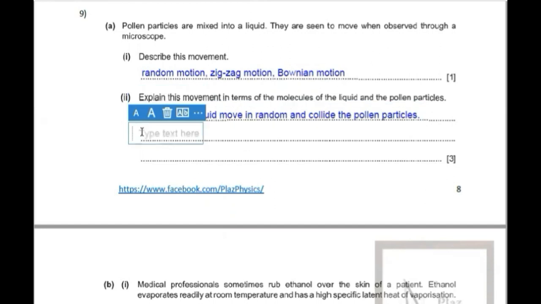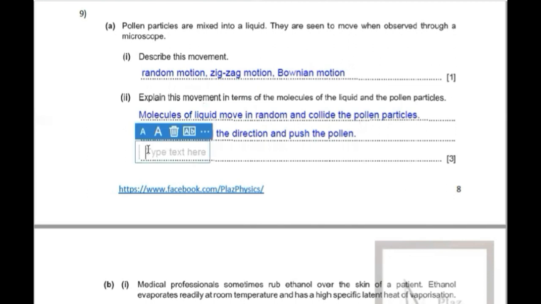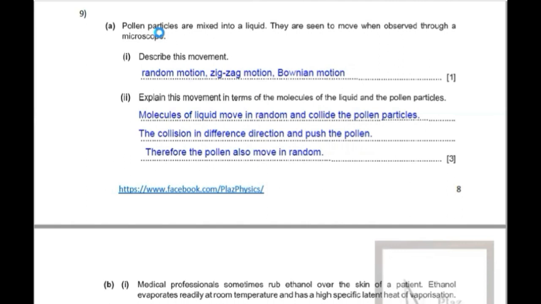Okay. Then the collision in all the directions pushes the pollen. When collision happens you will have force, so therefore the pollen also moves in random. You also can say the collision in different directions. Liquid molecules are much more than pollen, so they collide in all directions and push the pollen.